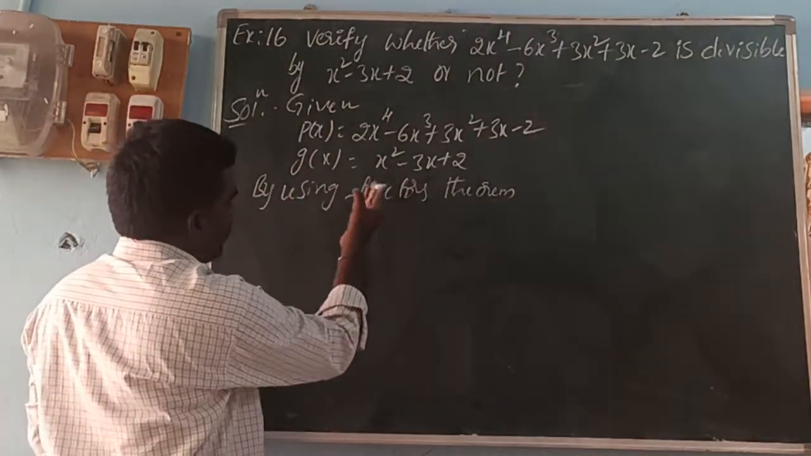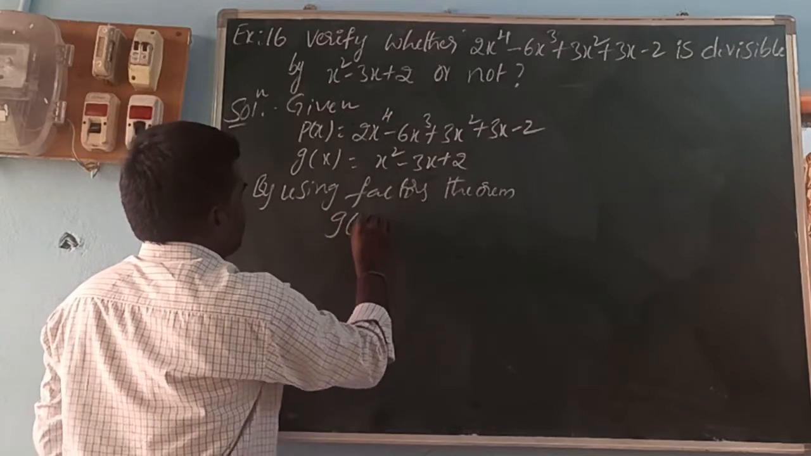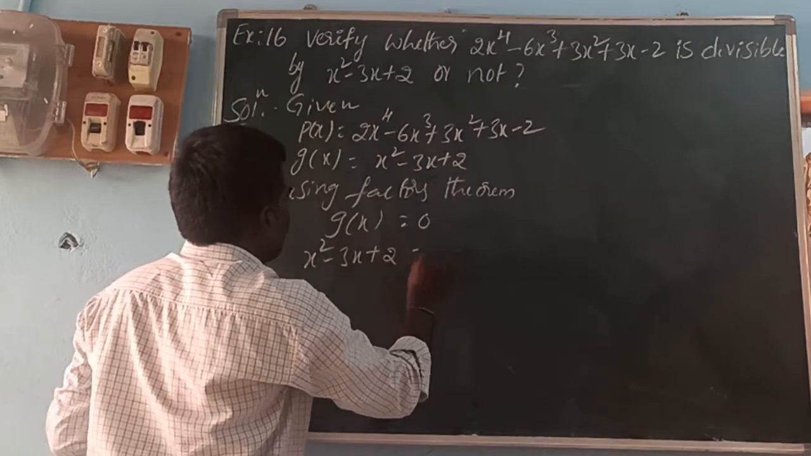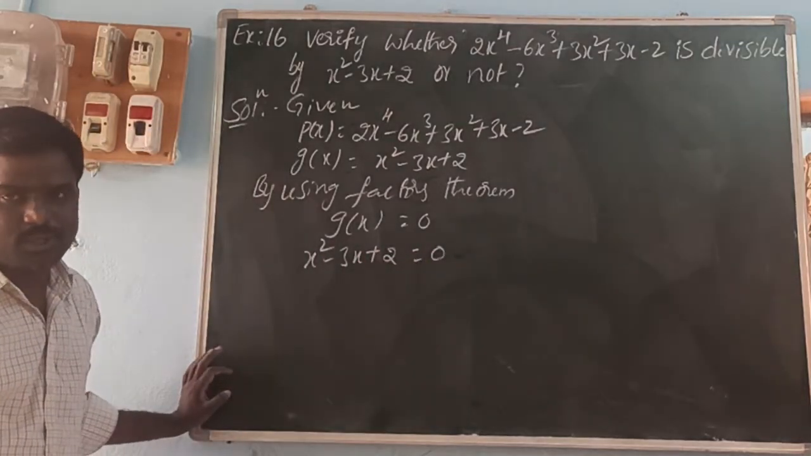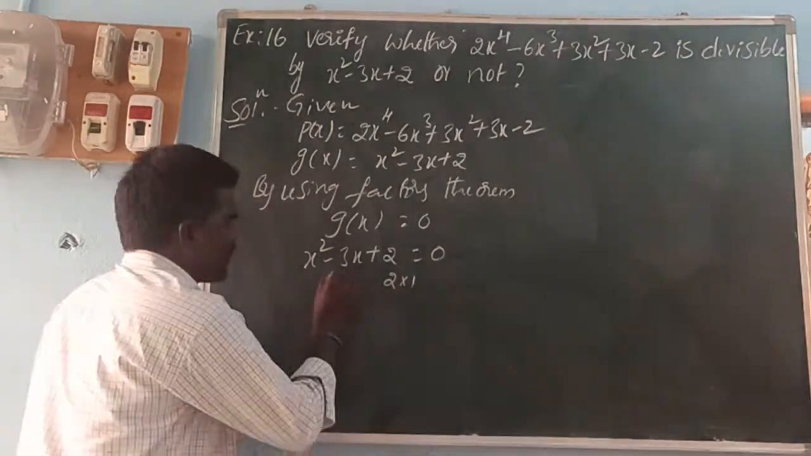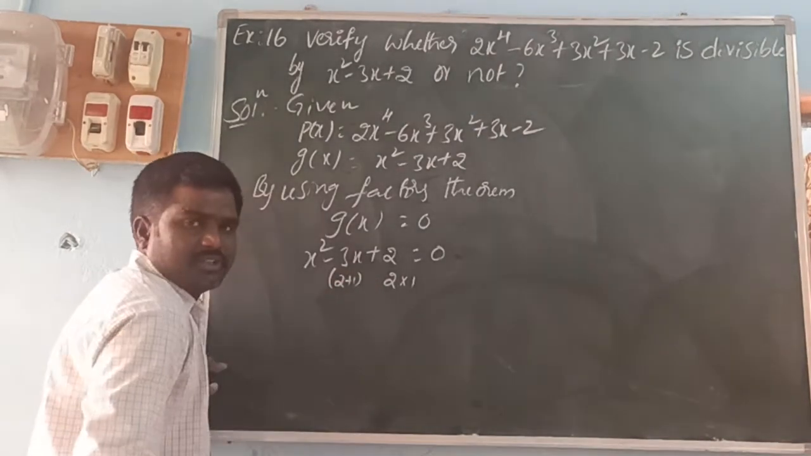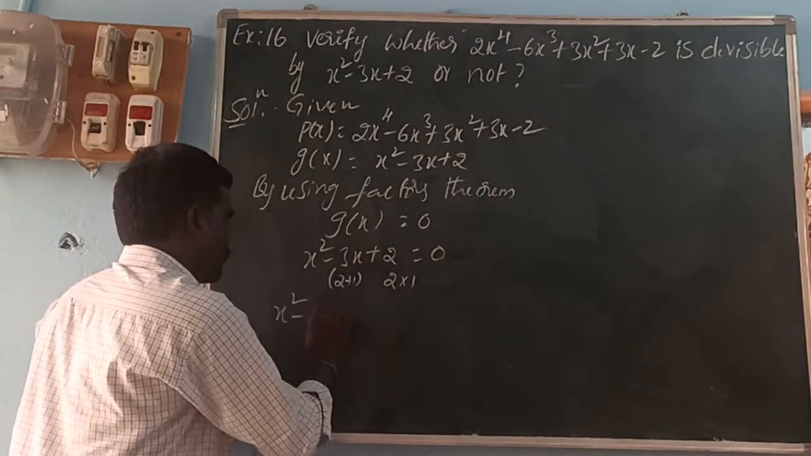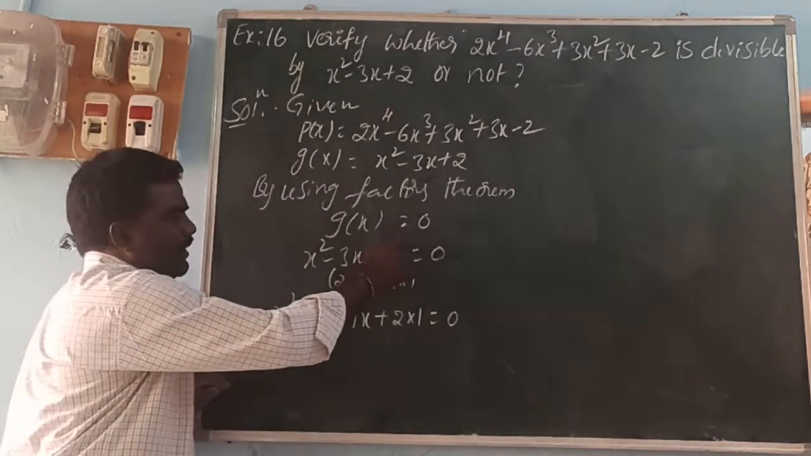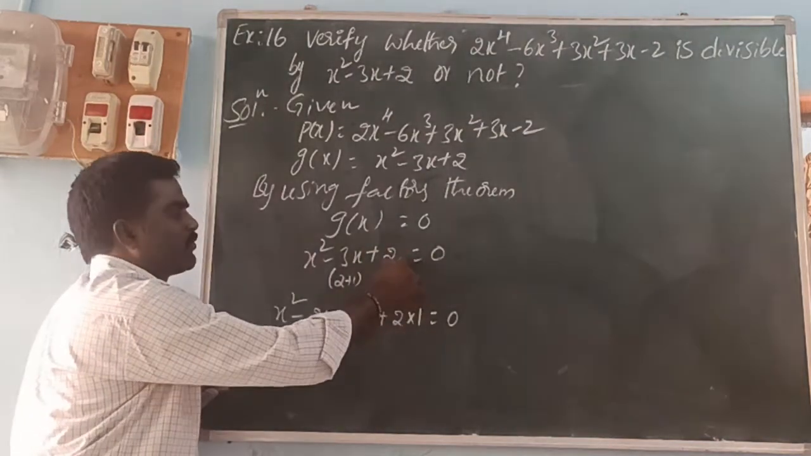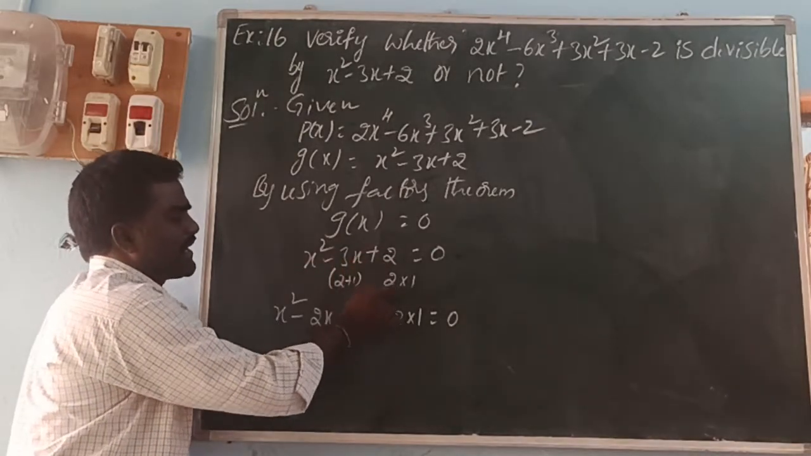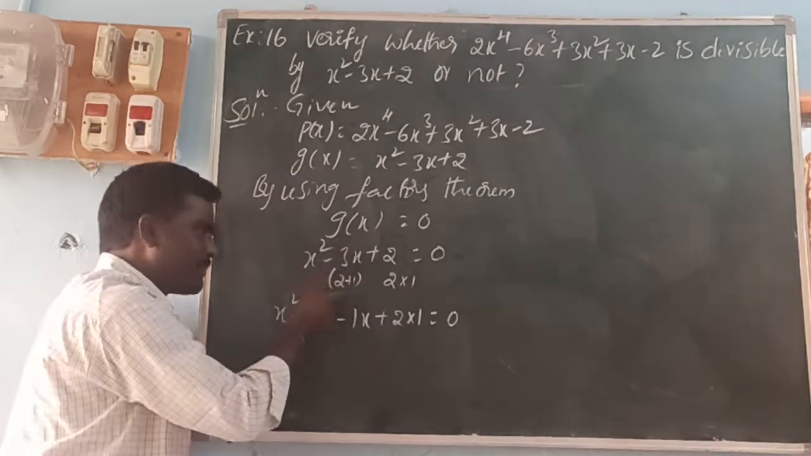So what is the divisor here? x² − 3x + 2. For this divisor, find the zeros. Before finding the zeros, find the factors. Write the constant term as a product of two numbers whose sum or difference becomes the coefficient of x. Here 2 can be written as 2 × 1.